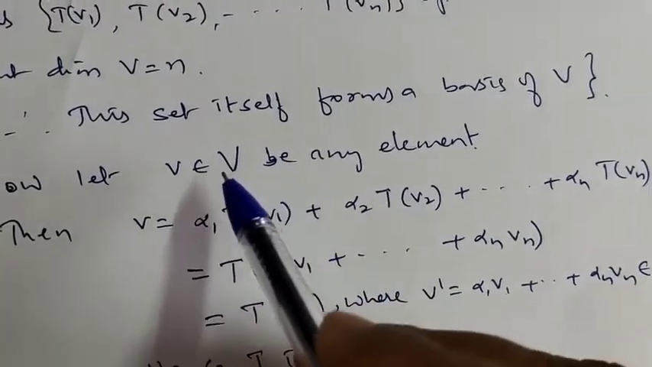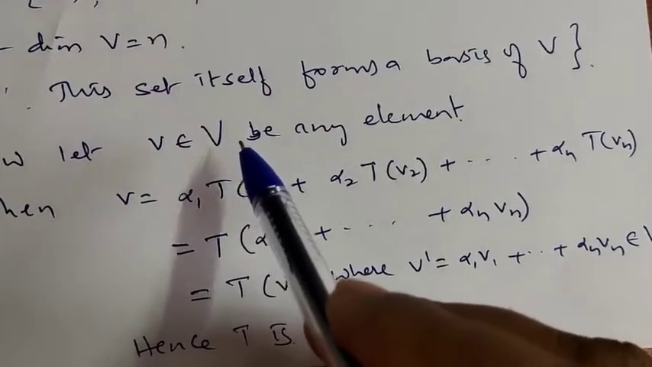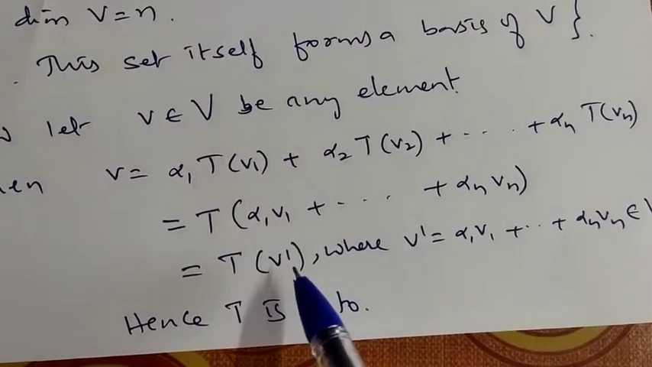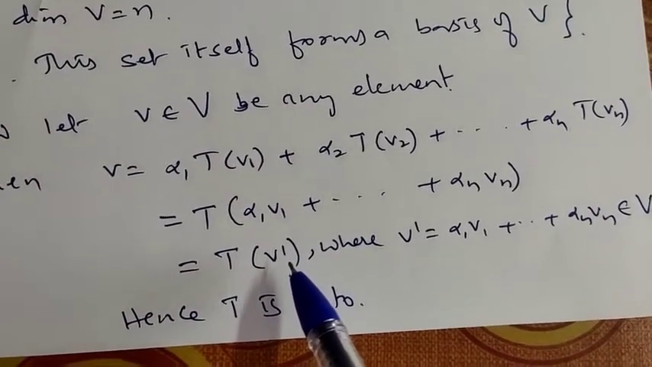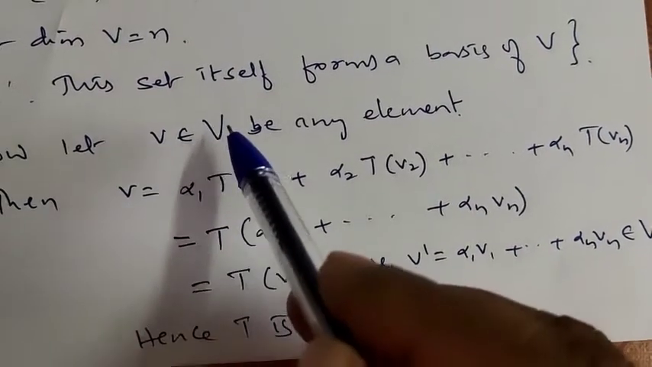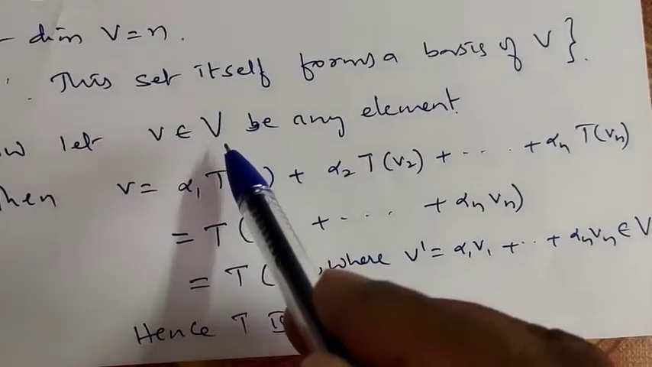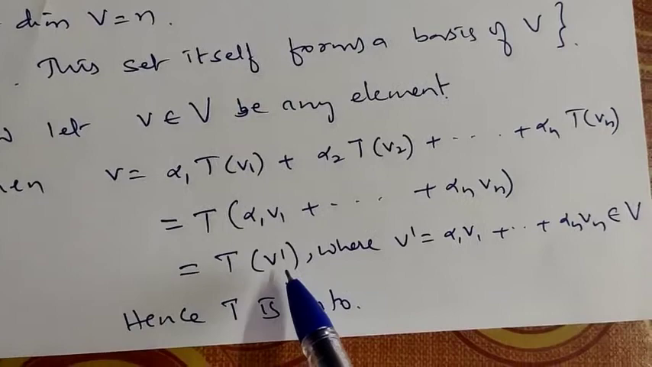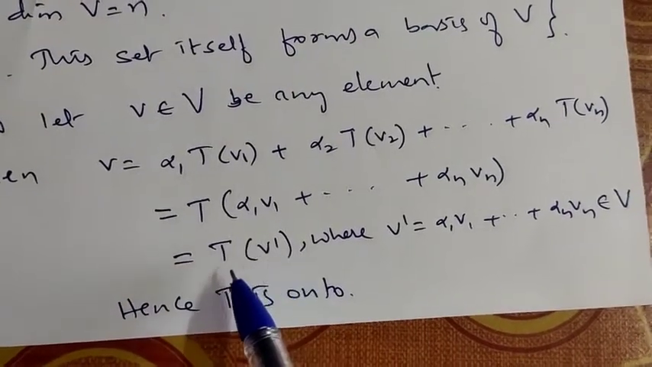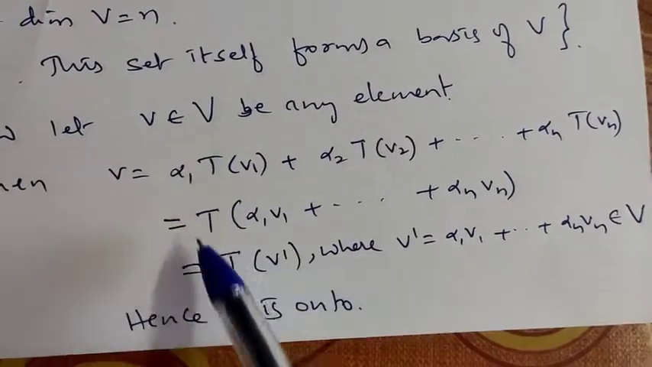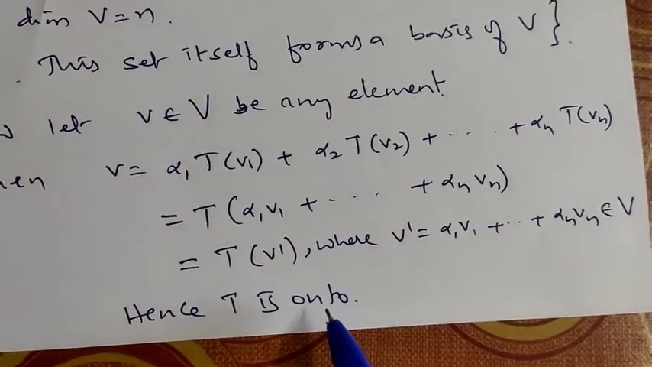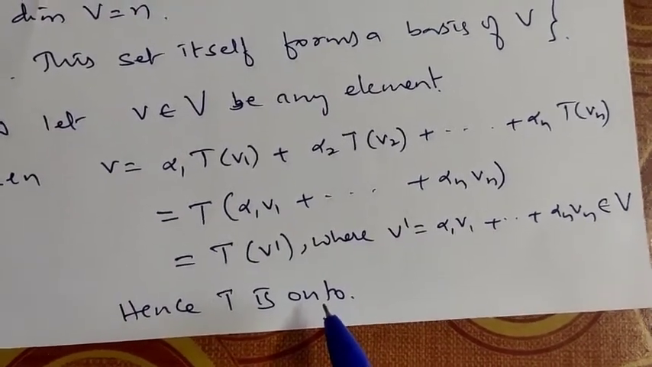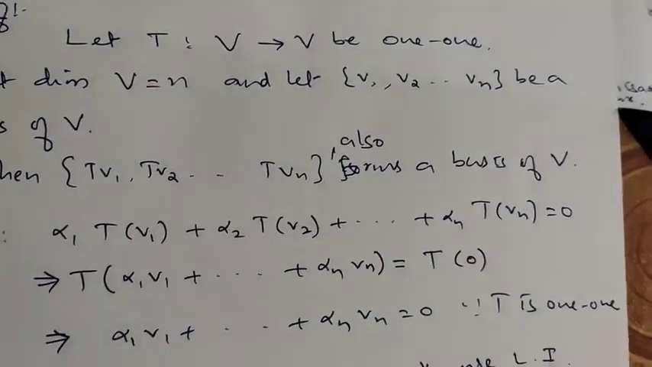Therefore, if v belongs to the codomain space V, then there exists an element v dash in the domain space V such that T of v dash is equal to v. Therefore, by definition, T is onto. Now, we have assumed that T is 1 1 and we have shown that T is onto.